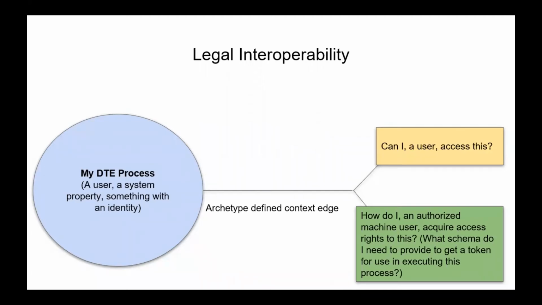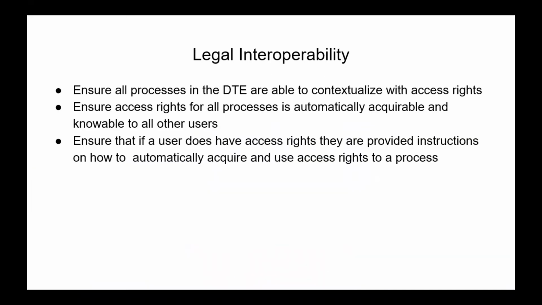And what the framework spec says is, any process in the system, if I want to be using it, I don't necessarily have to let anybody else use my processes. So it has to answer these two questions. Can I, as another user of the DTE, access this? And then if I'm allowed, what schema do I, as an authorized user, need to provide to get something like a token for executing your process? So that ties really well, I think, into the concept of plenary and cell phone data, right?